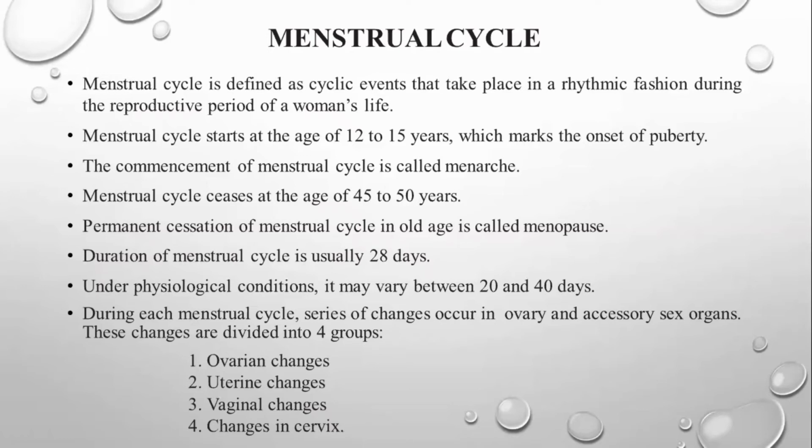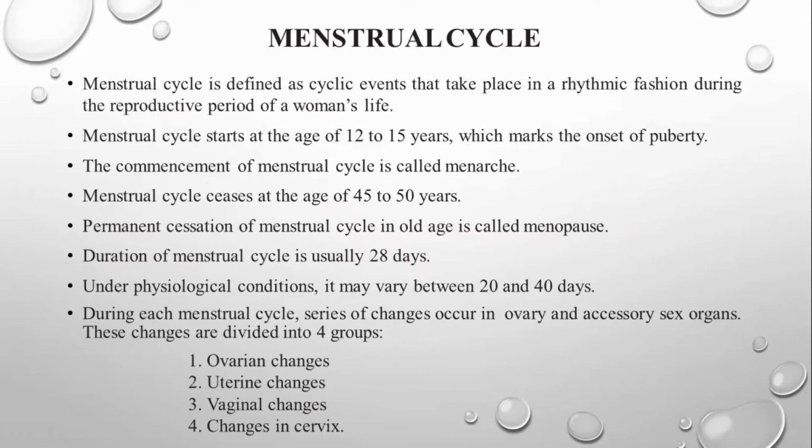The menstrual cycle ceases at the age of 45 to 50, and the permanent cessation of the menstrual cycle in old age we call menopause. The duration of the menstrual cycle is usually 28 days. Sometimes, at the beginning of puberty, it might extend from 28 days to 35 days. Under physiological conditions, it may vary between 20 to 40 days.